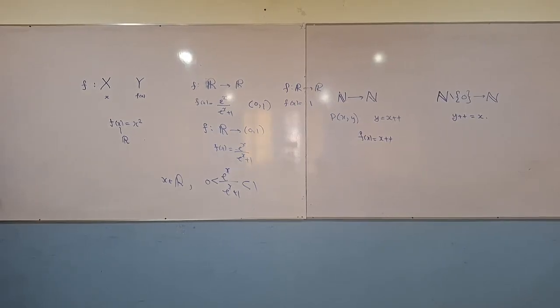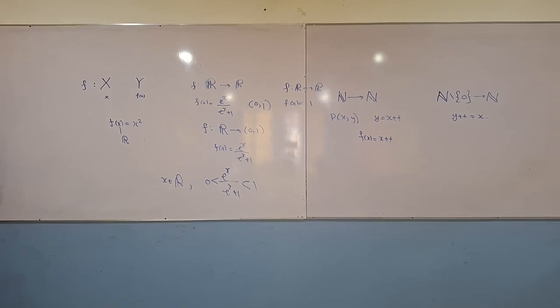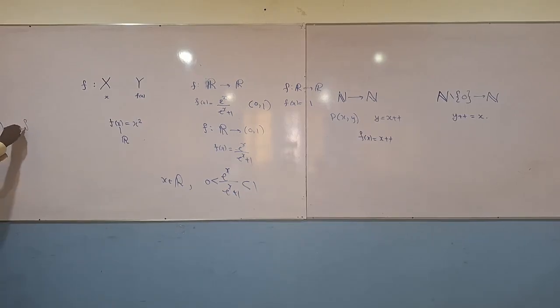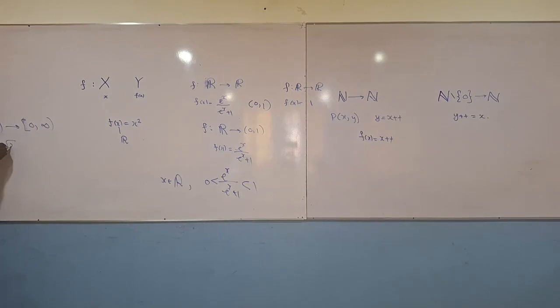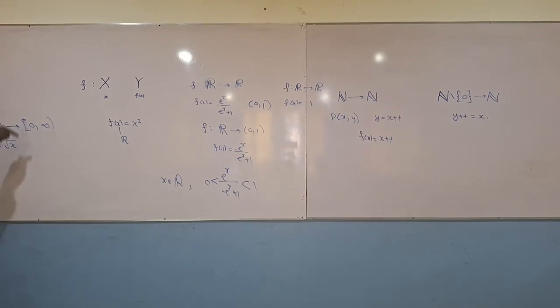Here there are two examples. N to N: one is f(x) equals x plus plus, the successor. The next one is f going from the closed-open interval [0, infinity) to [0, infinity), f(x) equals root x. This is a function. If you take any non-negative real number, it has a square root which is also non-negative.